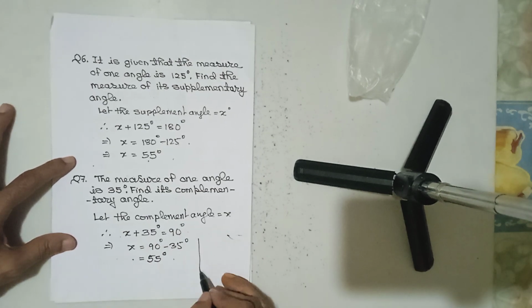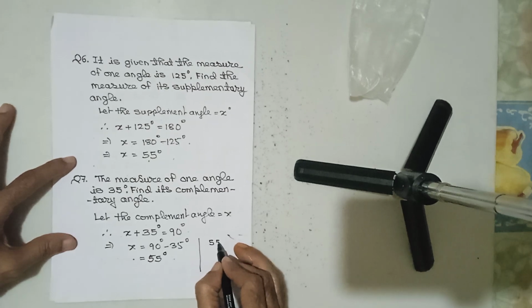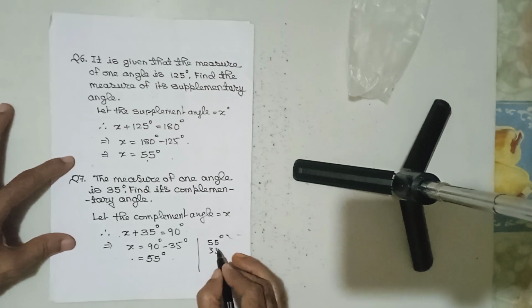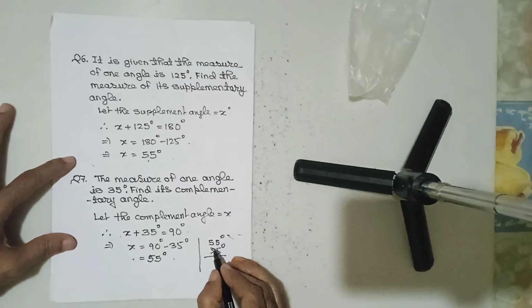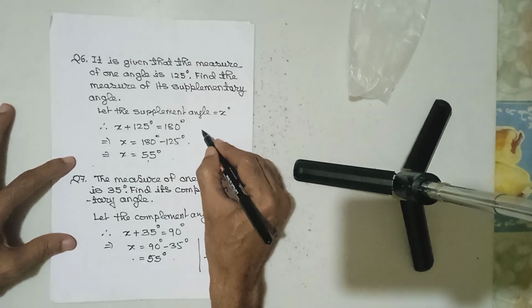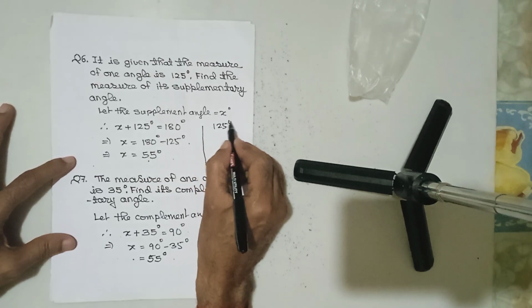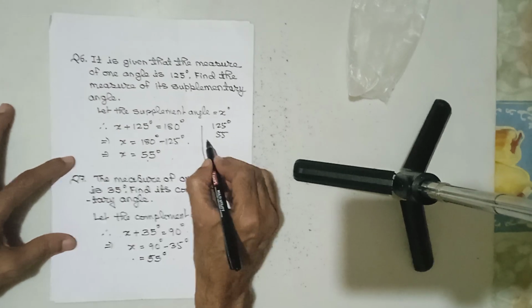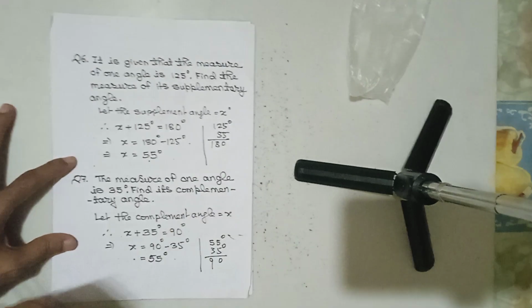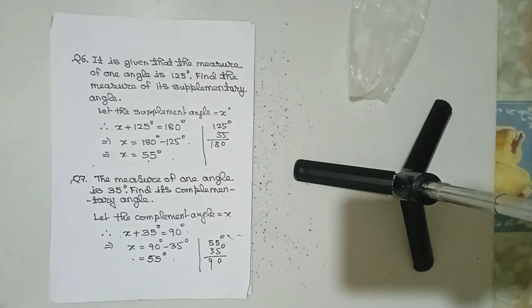Let us check. When we add 55 degree with 35 degree, we get 90 degree. And here we can also check 125 degree plus 55 degree is 180 degree. So both our answers are correct.